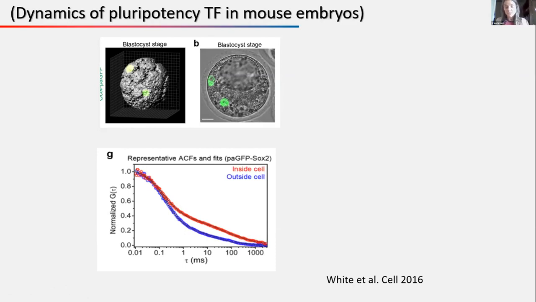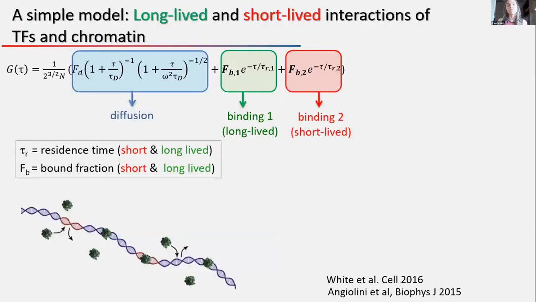And by doing all these control experiments, we arrived at a very easy and simple model that could explain the experimental data. In this model, we consider that the transcription factor binds to two populations of binding sites. They present what we call the long-lived and short-lived interactions with chromatin targets. And if you analyze this model, you reach this very easy equation.